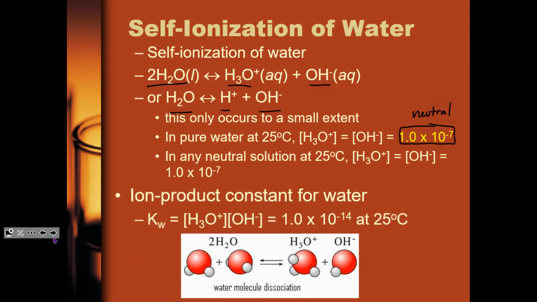The ion product constant for this equation, so the K equilibrium expression that we talked about last unit, is going to be H3O plus times OH minus, because this is a liquid up here, and we don't include liquids in our KEQ expression. The equilibrium constant is 1 times 10 to the negative 14th. That's where we get that number from.